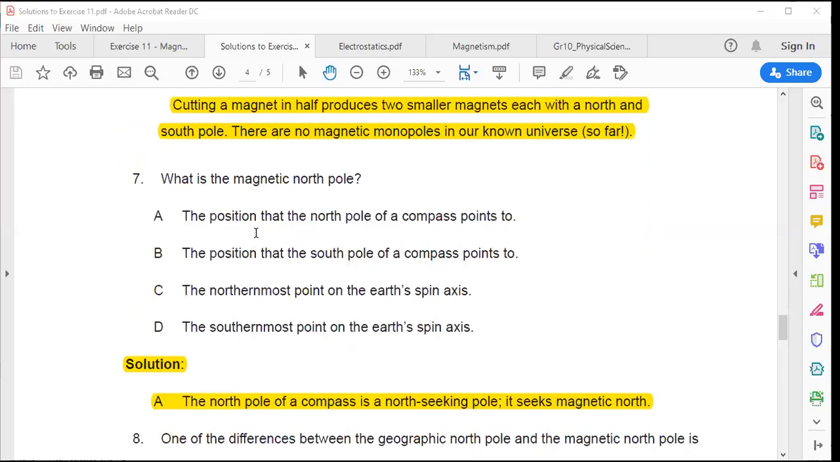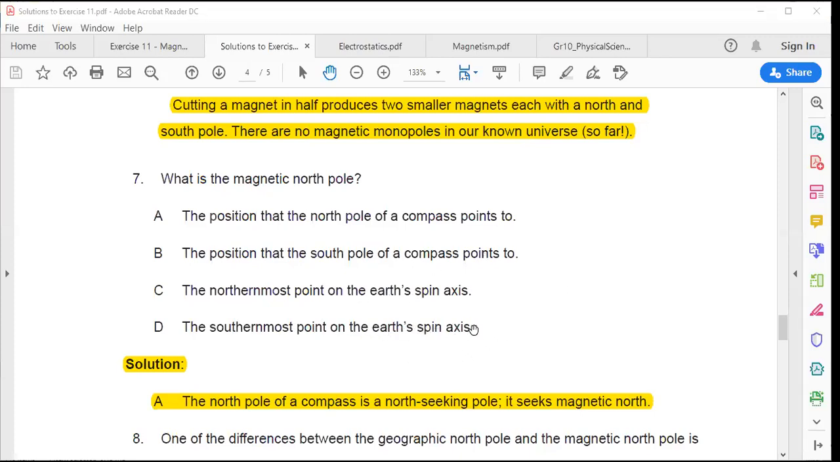Right? Number 7, what is magnetic north pole? This is a multiple choice. A: the position that the north pole of a compass points to. B: the position that the south pole of the compass points to. C: the northernmost point on the Earth's spin axis. D: the southernmost point on the Earth's spin axis.